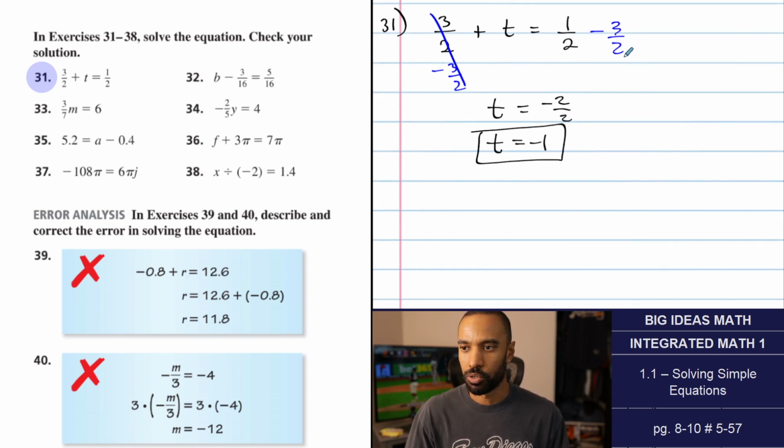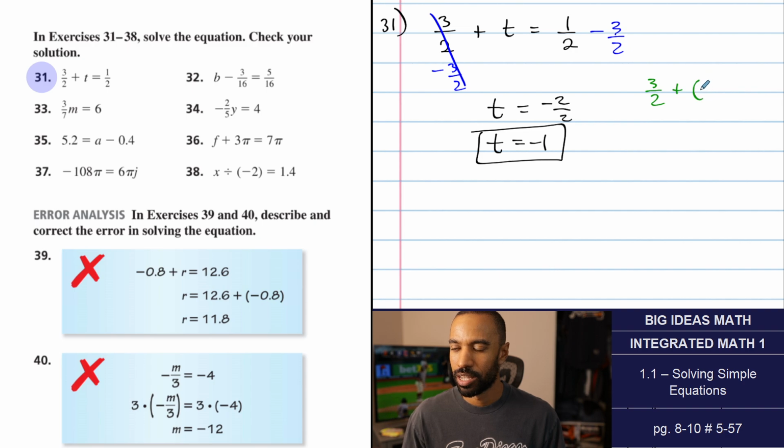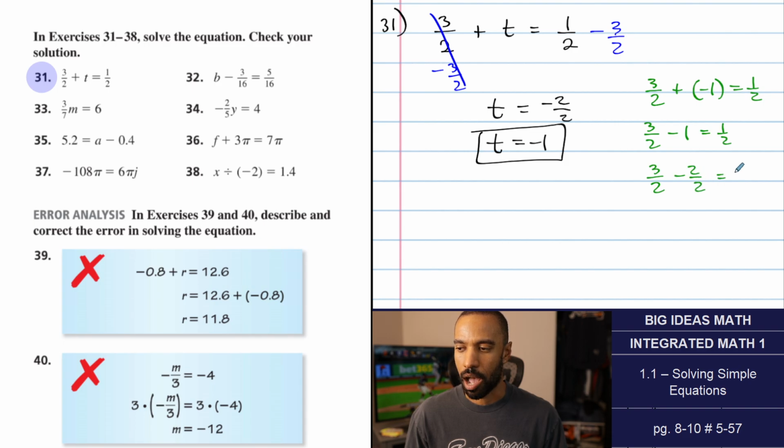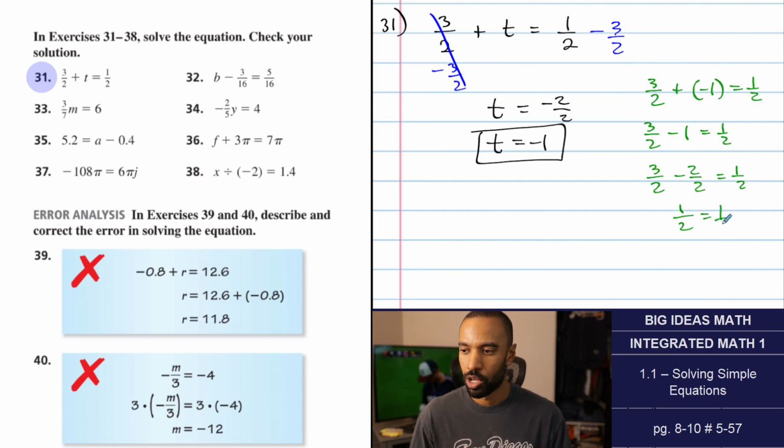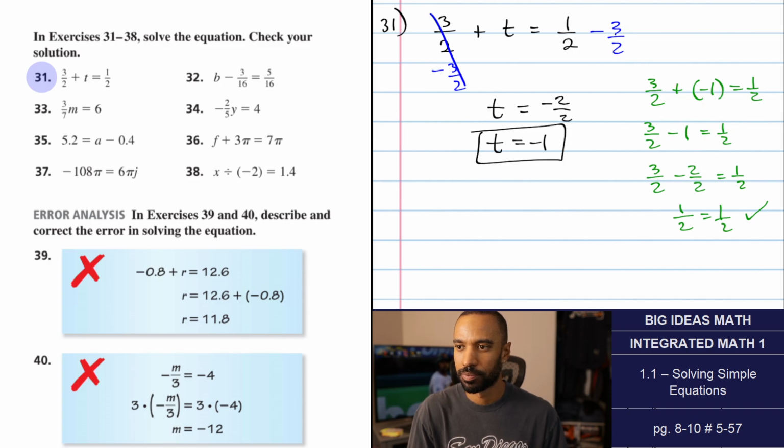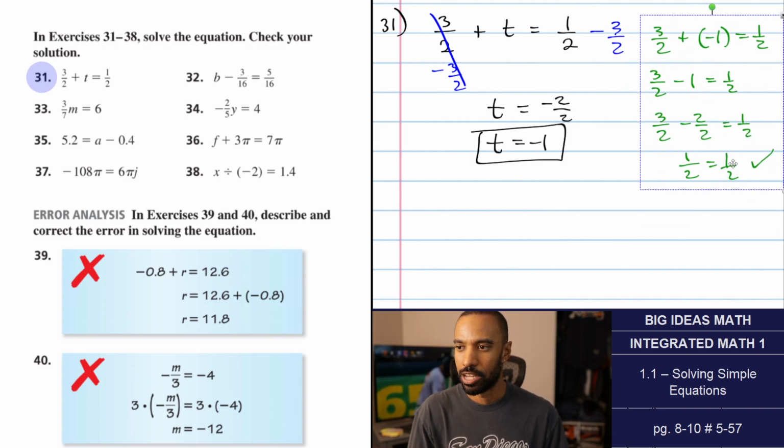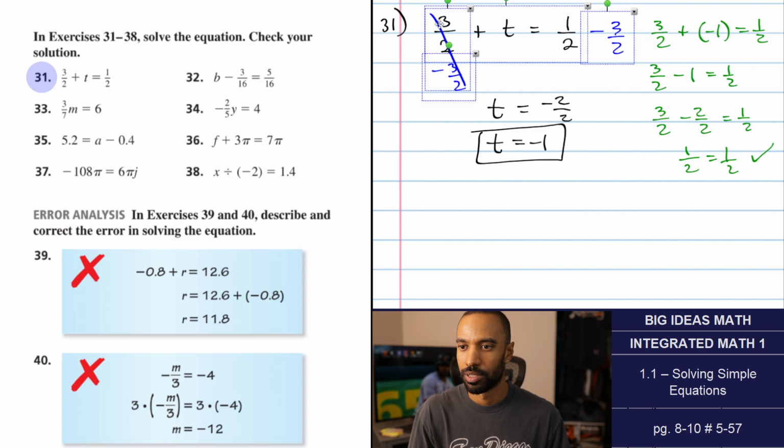It does say check your solution. This is one where I'm a little less inclined to want to do it, but 3 halves plus negative 1 equals 1 half. That's also 3 halves minus 1 equals 1 half. 1 is also 2 halves. This is a common denominator. 2 divided by 2 is 1, so I did a rewrite of that, and 3 halves minus 2 halves is 1 half. 1 half equals 1 half. There's your double check for you. All right.